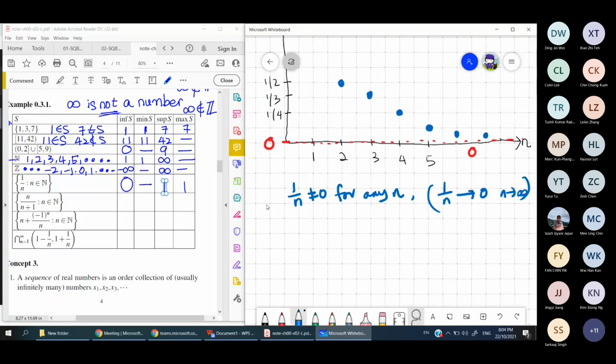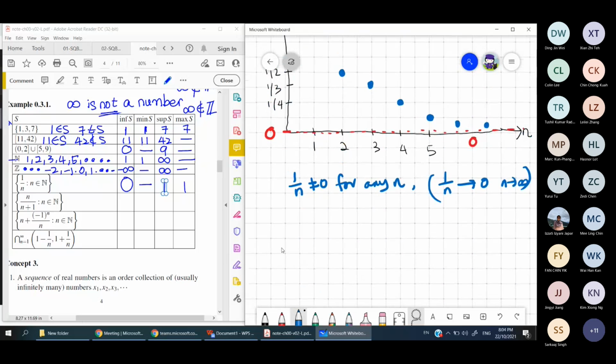So that's why in this example, we can see the infimum is 0, no minimum, supremum is 1, and maximum is 1. Okay, in fact, this is related to limit. You can see the limit of 1 over n is equal to 0. So this 0, you can see in this example, the infimum of S will be 0. Okay, this is the case for it.